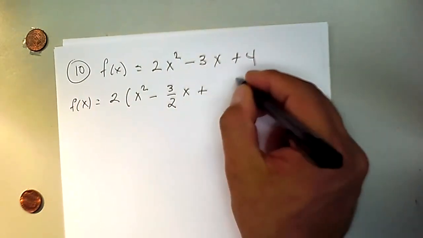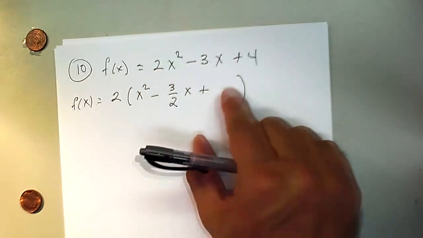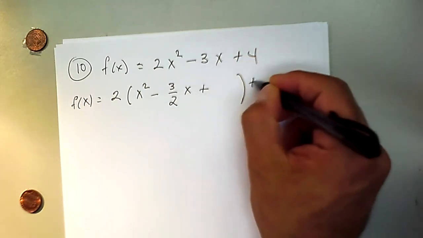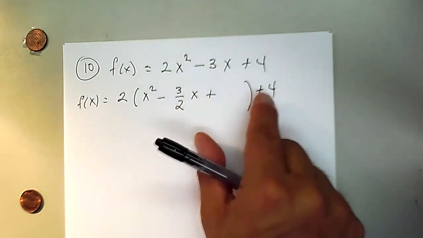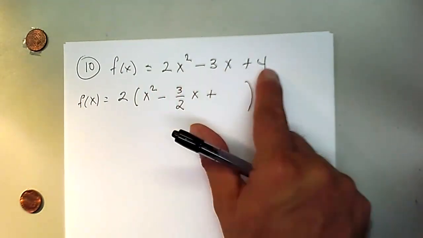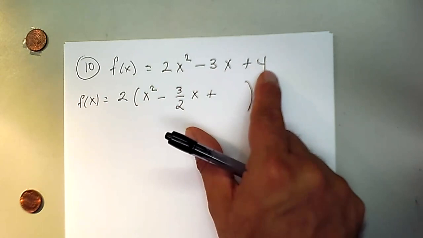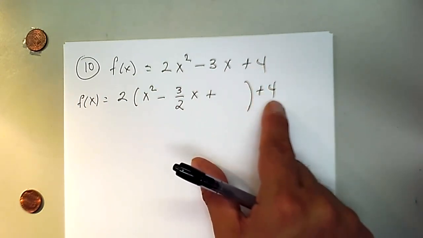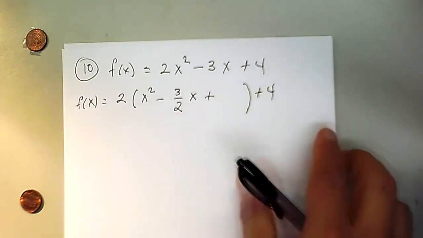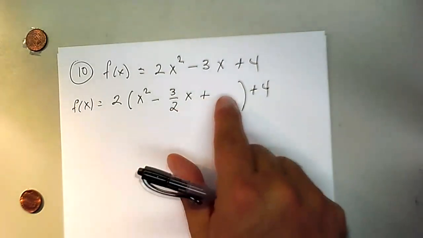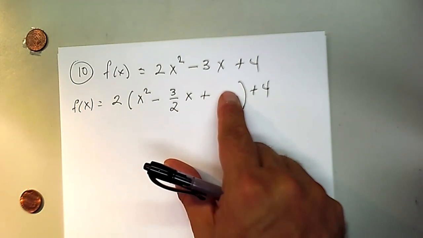Leave enough room for completing the square and keep the 4 out. A mistake some students make when they're doing this is they factor the 2 out of everything. No, no, no, no. Keep your constant out of the way. Don't mess with it as far as factoring. Very, very important. Okay. We're going to complete the square here.